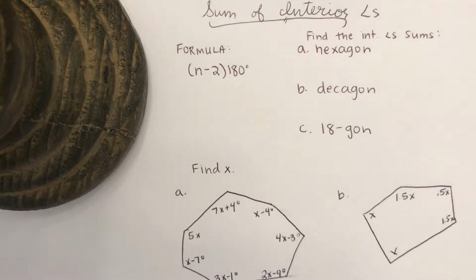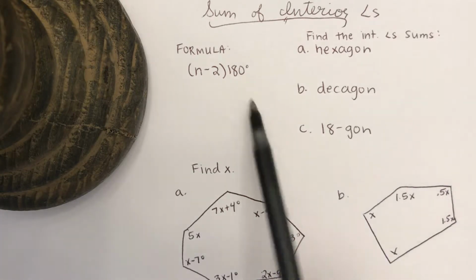I can find the sum of the interior angles of a given polygon. I can use this sum to solve for variables. So we're going to start by reviewing the formula, how to find the sum of the interior angles.